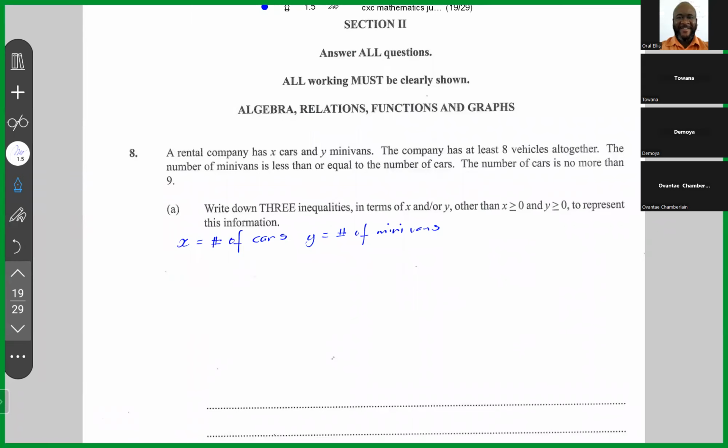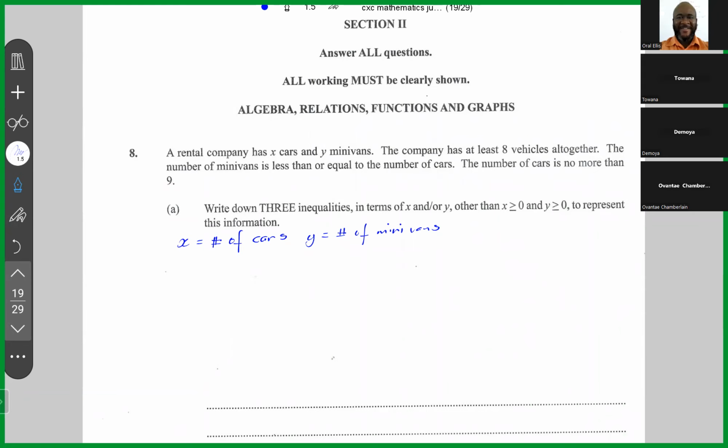So the first thing we're told is that there are at least 8 vehicles altogether. Now, at least is an inequality term, and it means greater than or equal to. So inequality 1 is this: the number of cars X plus the number of minivans Y must be greater than or equal to 8. Why greater than or equal to? Because the phrase at least is an inequality phrase, and it means greater than or equal to.